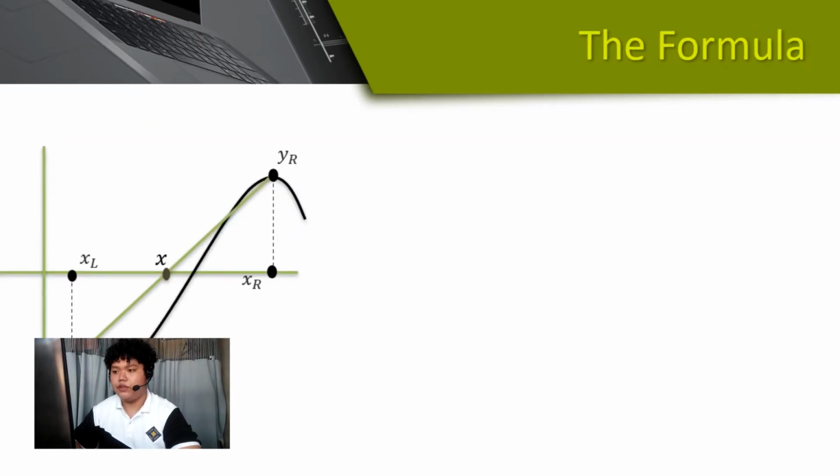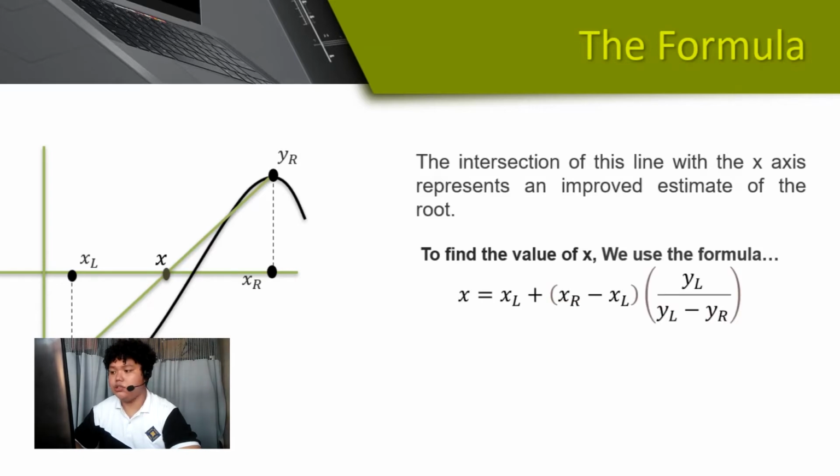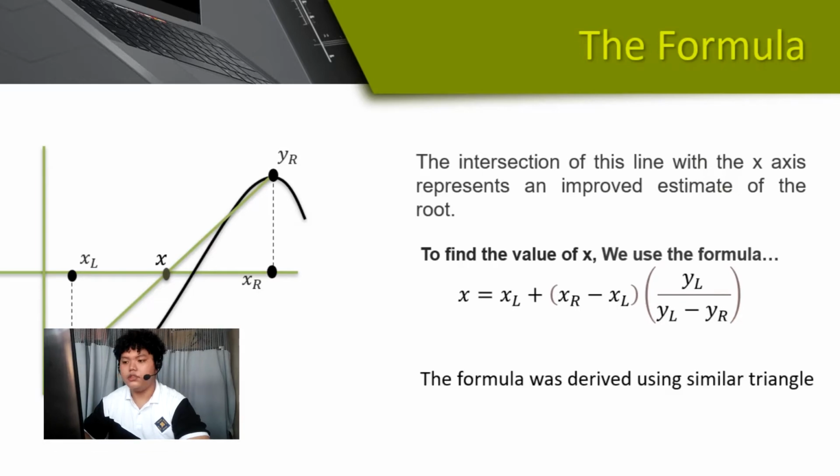The intersection of this line with the x-axis represents an improved estimate of the root. To find the value of our x, we use the formula: x equals xl, the left limit, plus the difference of xr and xl, where xr is the right limit, multiplied by the function value at the left limit, which is yl, all over yl minus the function value at the right limit, which is yr. The formula was derived using similar triangles.